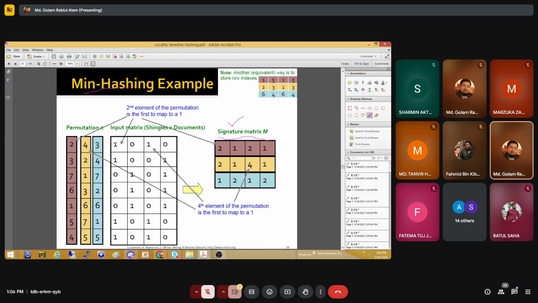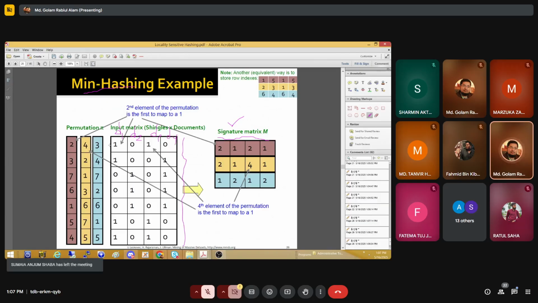Okay, so let's say this is our shingled documents. What does it mean? It means that this is document 1, this is document 2, this is document 3, and this is document 4. And these are the shingles.